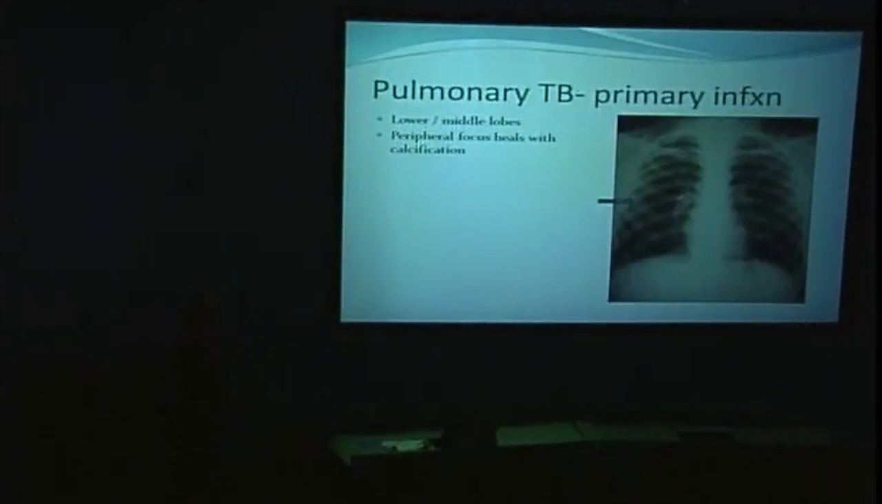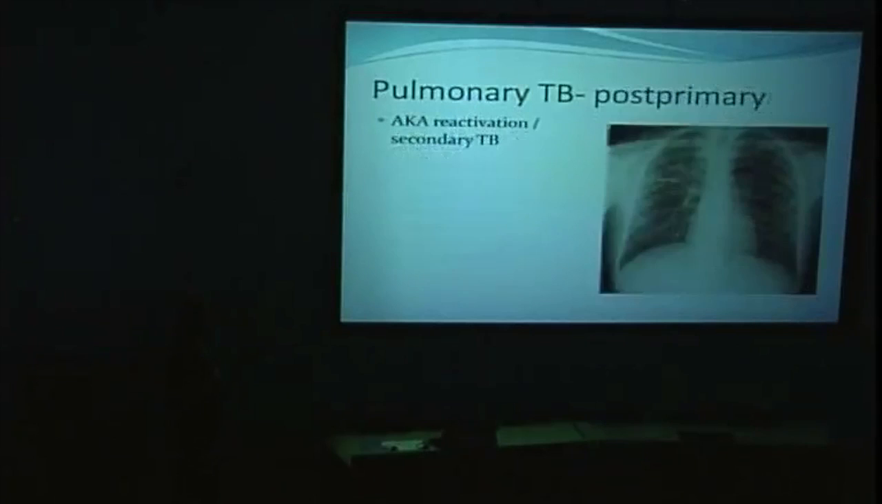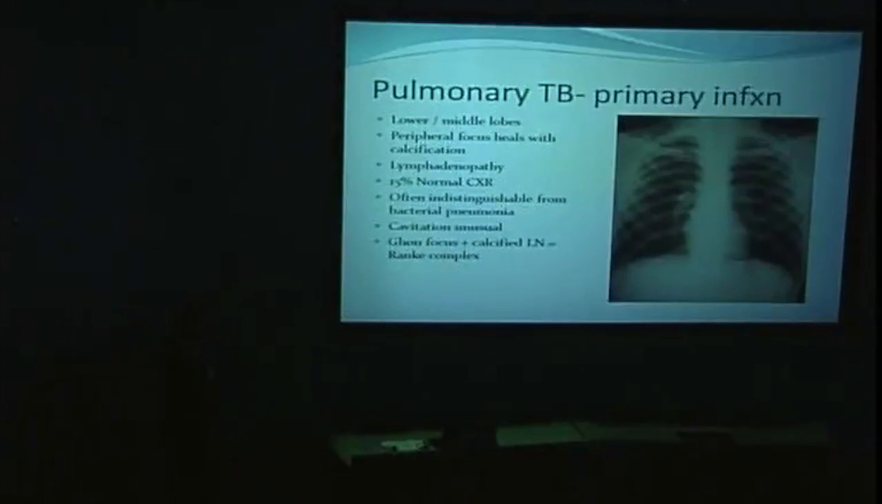Just to show the calcific focus there. Lymphadenopathy of both hila in this case. Very often right paratracheal lymphadenopathy is a feature as well. 15% will have no abnormality on the chest X-ray.